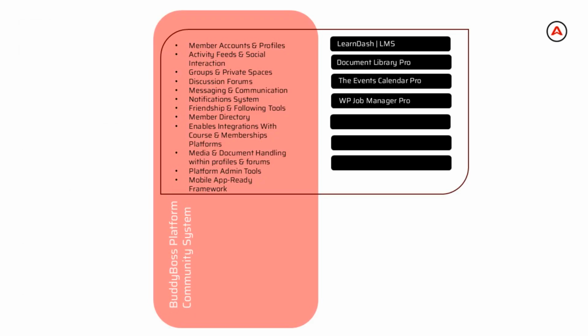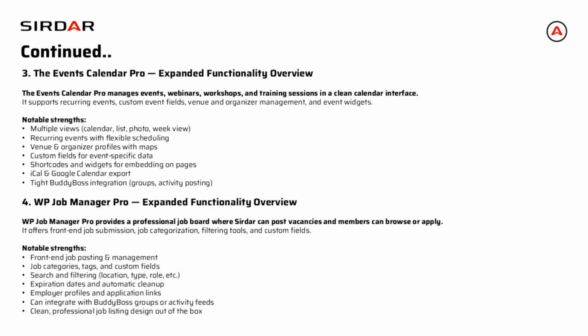WP Job Manager Pro provides Basecamp with a professional job board where vacancies can be posted and members can browse or apply. It supports front-end job submissions, categories, tags, custom fields, and powerful filtering tools such as role, location, and job type. Listings can have expiration dates and auto-cleanup to keep the board fresh. Employers can manage their listings easily, and job seekers get a clean, modern layout for browsing opportunities. The job board can also connect with BuddyBoss activity feeds or groups, making job-related updates visible within the community.